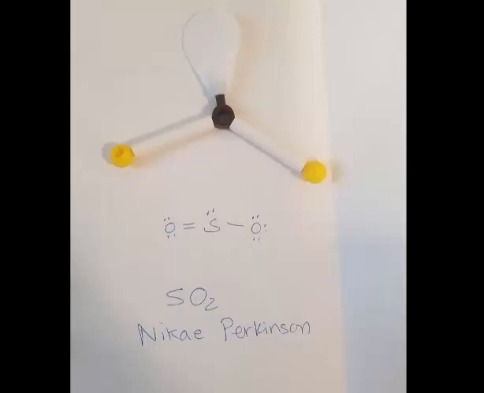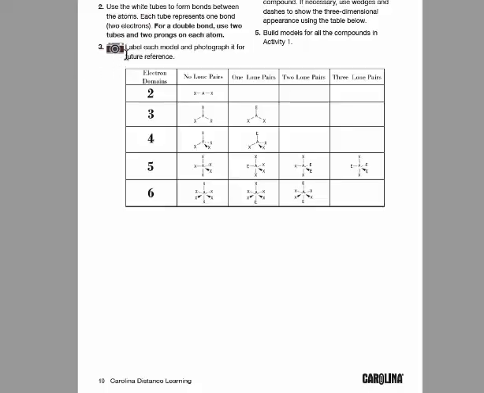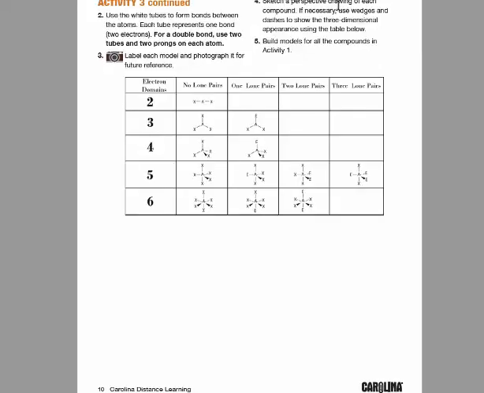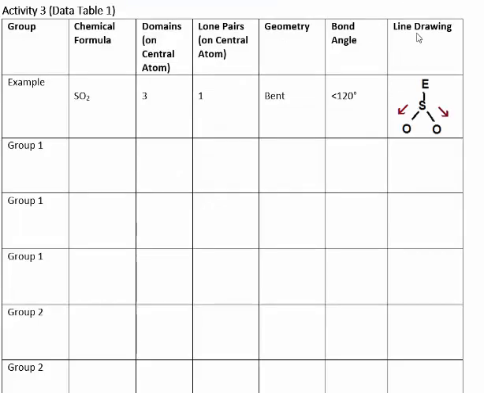So as it states in the instructions, label each model. It says photograph for future reference. Actually, photograph it for your grade. So photographs of your 9 models and their names, or by name I mean the chemical formula, and your name is going to be part of your grade. And then it tells you right here to sketch a perspective drawing of each compound, and if necessary, use wedges and dashes. So that's what this last column in data table 3 is.